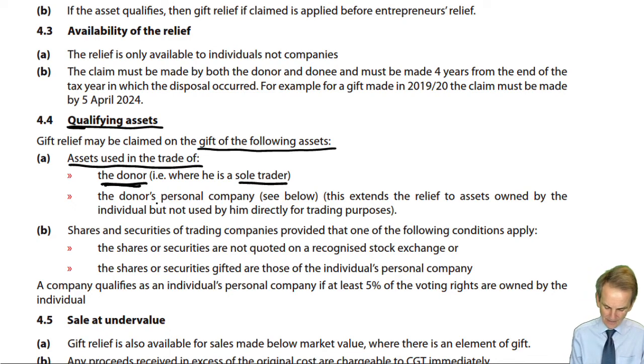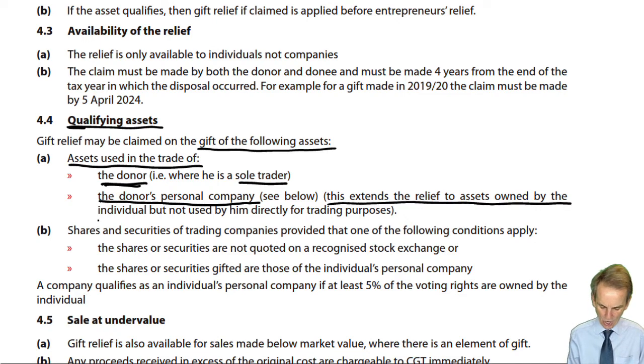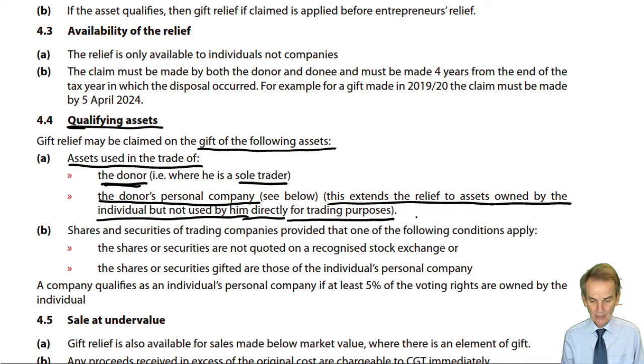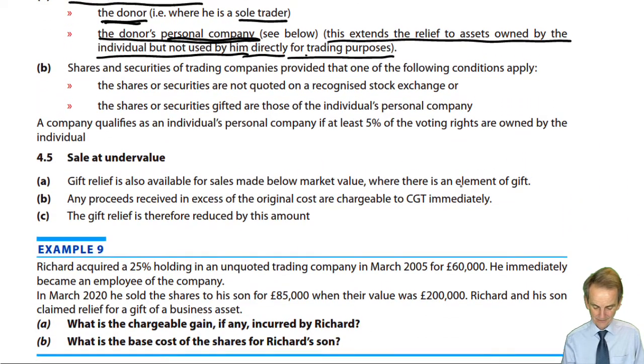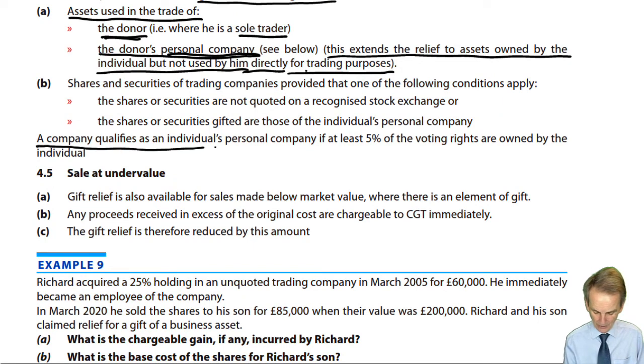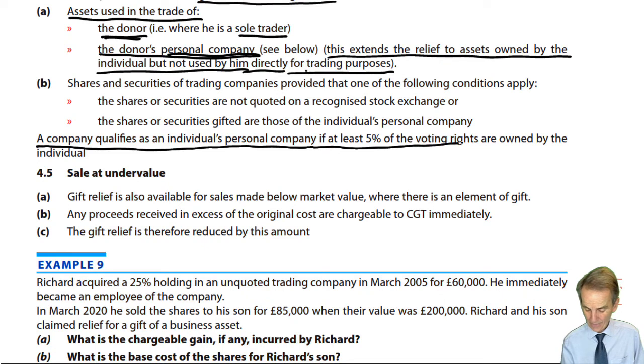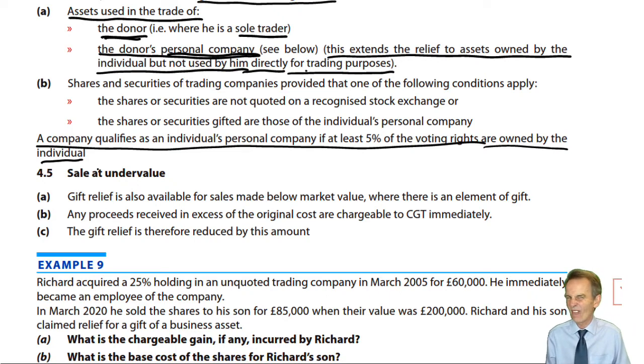So the donor in terms of a sole trader, and then the donor's personal company. This extends the relief, as we were just saying, to assets owned by the individual, but not used by him or her directly for trading purposes. Instead, those assets are used in the individual's personal company, and it must be a trading company. Now, the definition that we have here: a company qualifies as an individual's personal company if at least 5% of the voting rights are owned by the individual. Now, again, you can see 5%, it's not very much. But if you've got 5%, it's said to be your personal company.